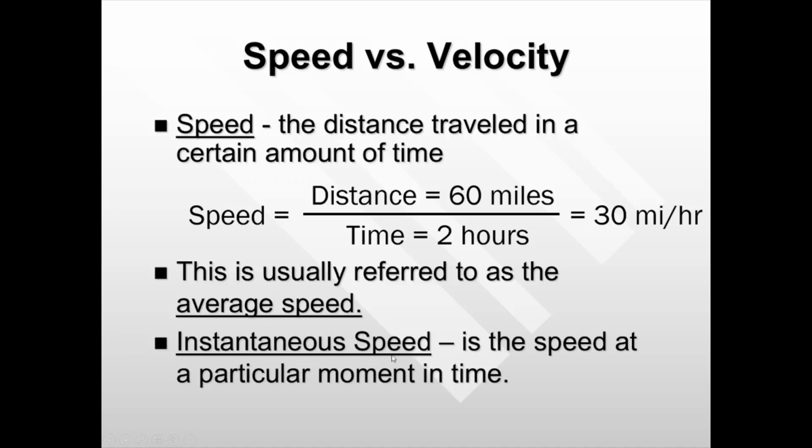But instantaneous speed is a speed at a particular moment in time. So don't confuse those two. Average speed is the distance divided by time of the total trip. But instantaneous speed is a specific speed at one given moment. An example of that would be a car speedometer that has multiple different speeds. Obviously, at highway speeds, we're going to be driving at different speeds depending on what the speed limit is.